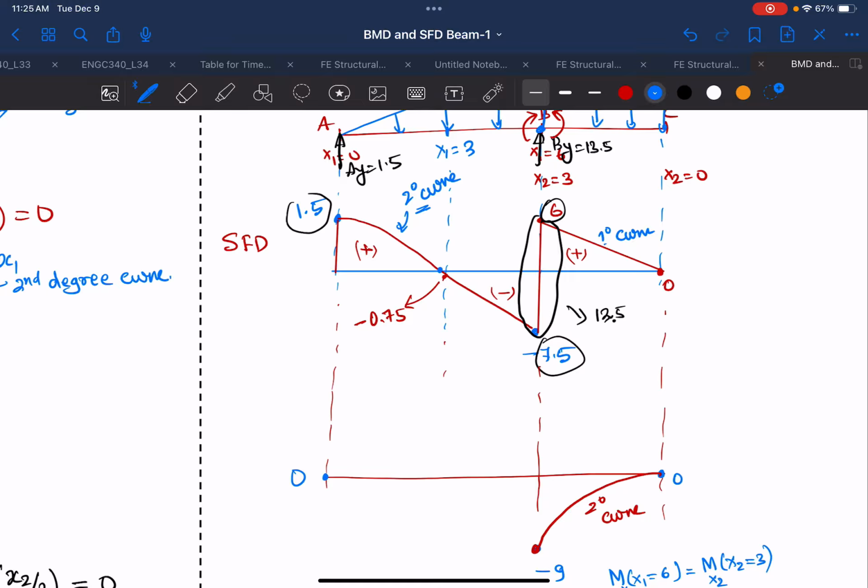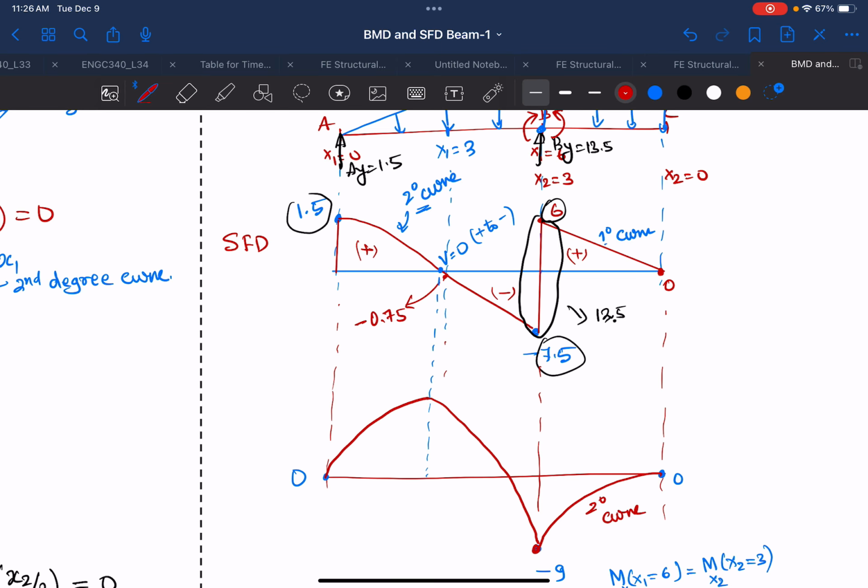this part is V equal to 0, or changing from plus to negative, or vice versa. That point will be a point of your peak in your bending moment diagram. So that means it will go up positive, and then that will be your peak, and then it will come down. So you have positive and negative. And this is very important for your FE conceptual. This is your peak 1.